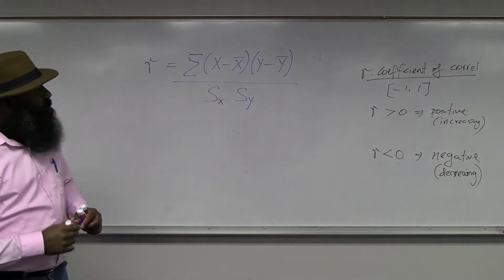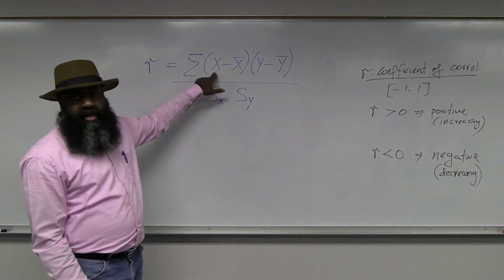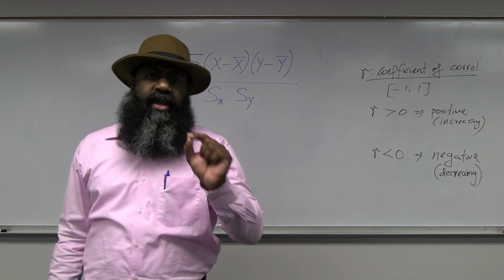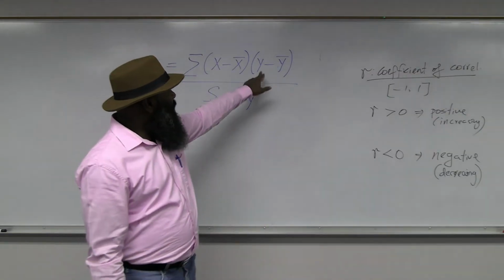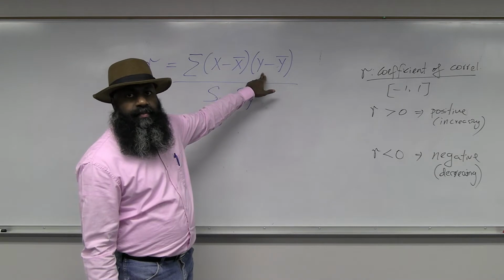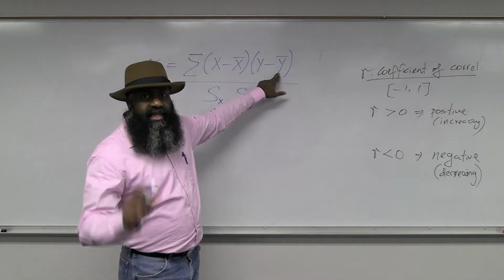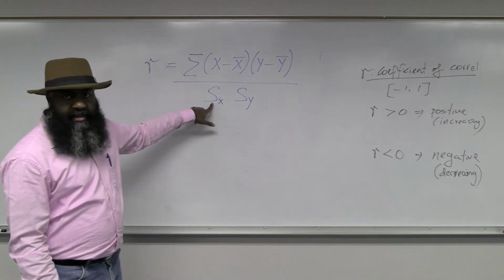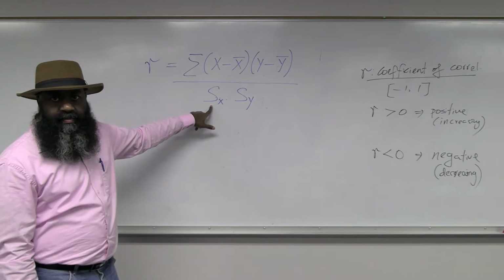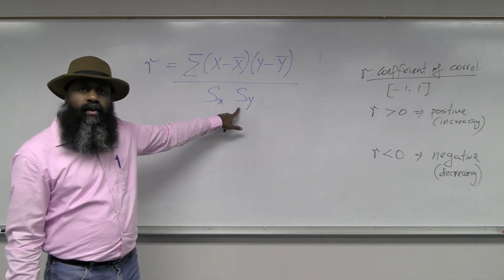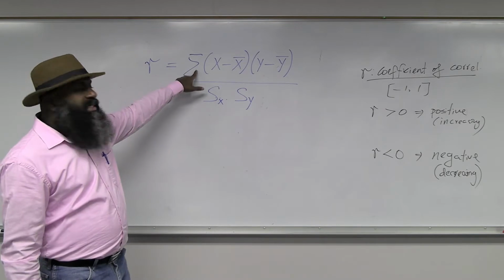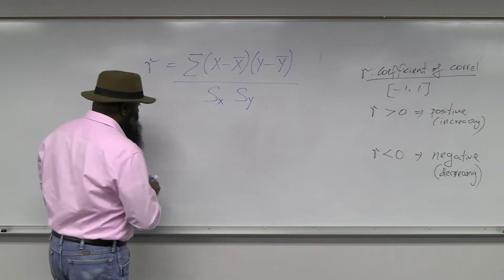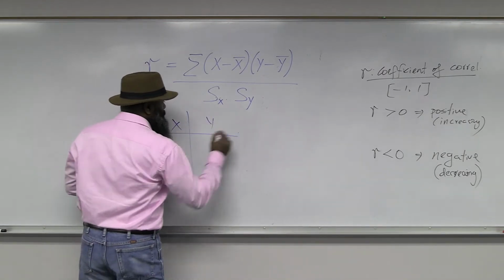Now what are they? X means the variable x. What is x bar? X bar stands for the sample mean of the variable x. Y means the variable y. Y bar is the sample mean of y data points. Sx is the standard deviation of x. Sy is the standard deviation of y. And what is this symbol? That is the summation, sigma notation. You know it, right?